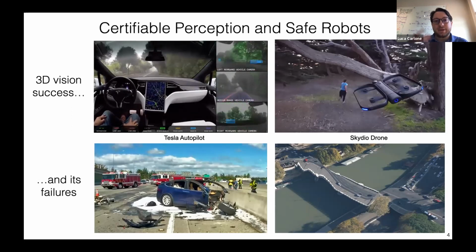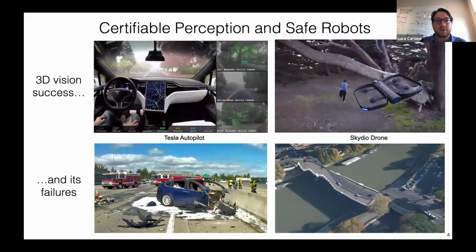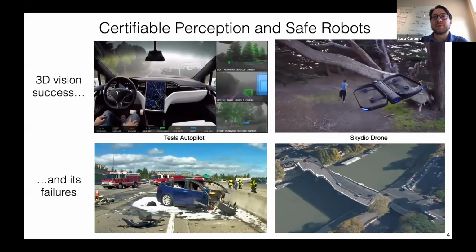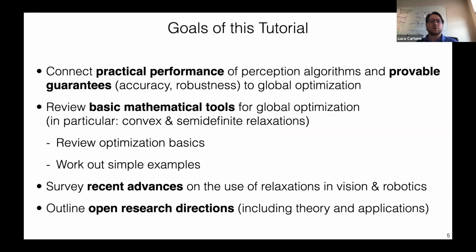So the message so far is that certifiable perception in general is important, and doing it right is even more important for safety critical applications. And this brings me to the goal of this tutorial. The goals we have are these four that I'm listing here. We want to connect practical performance of perception algorithms and provable guarantees of these algorithms, including accuracy and robustness, to ideas that go back to global optimization.